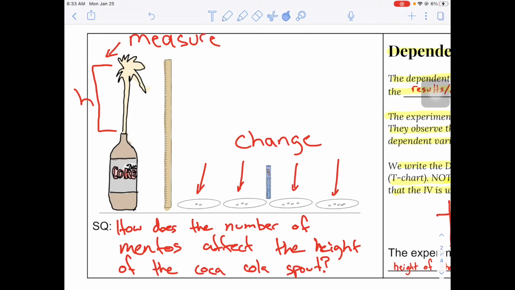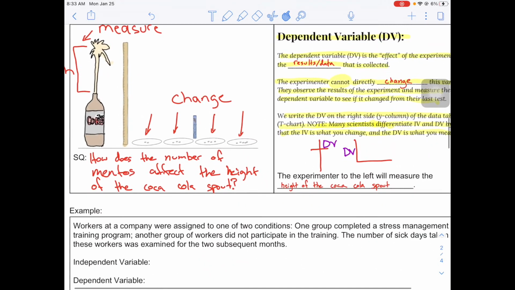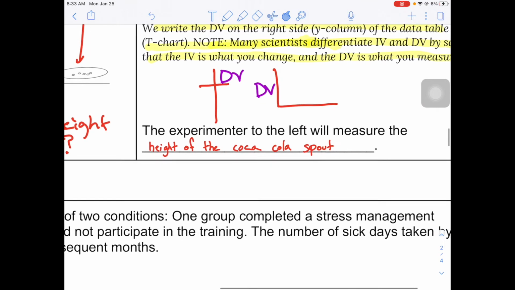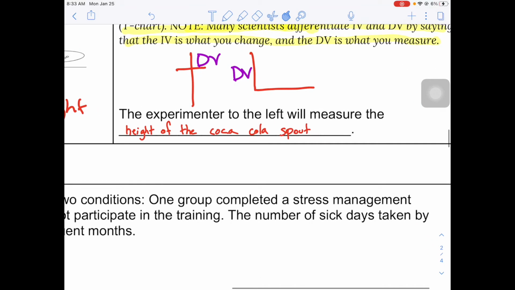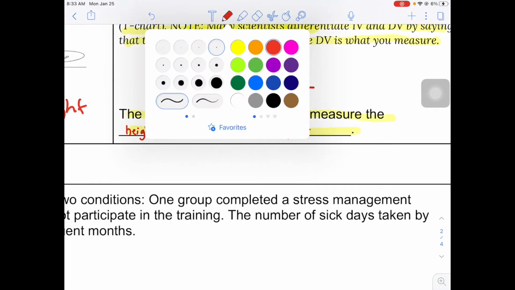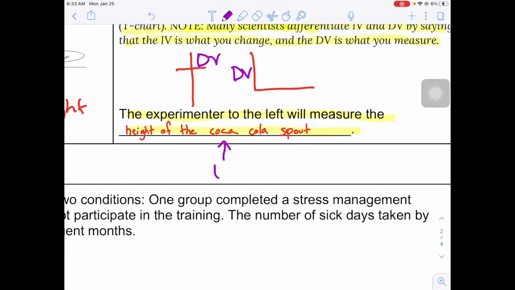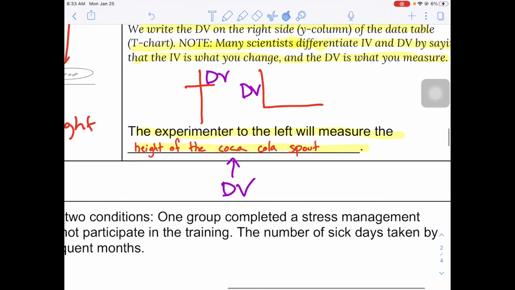So that's a great way to be able to differentiate it, using that definition. IV is what you change, DV is what you measure. So the experimenter to the left will measure the height of the Coca-Cola spout. That is our dependent variable. Good.